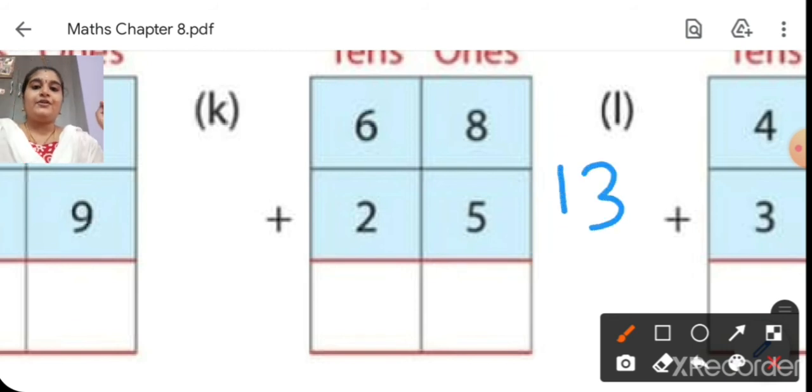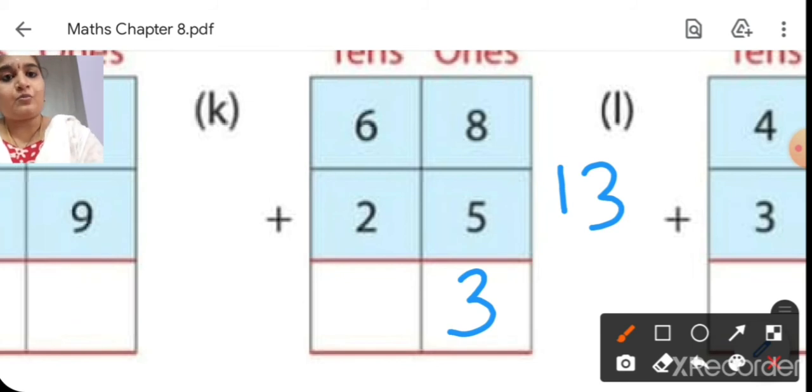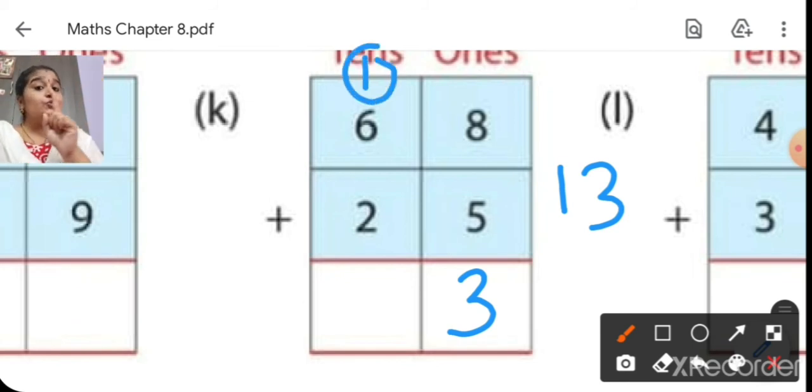And then we are going to add 6 plus 2. No. Before adding, we have to... What we have to do? You should not just like that add, right? You have to write 3 here and 1 carry forward. Yes. You should not forget the steps, okay?